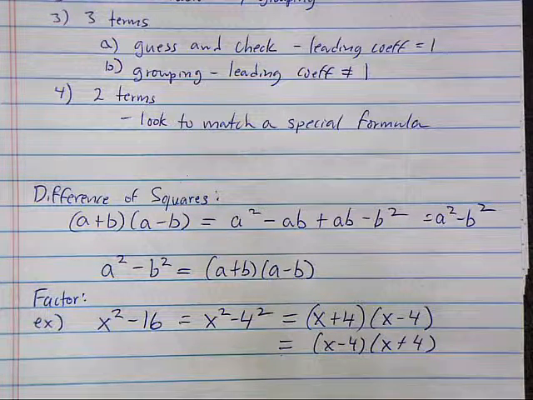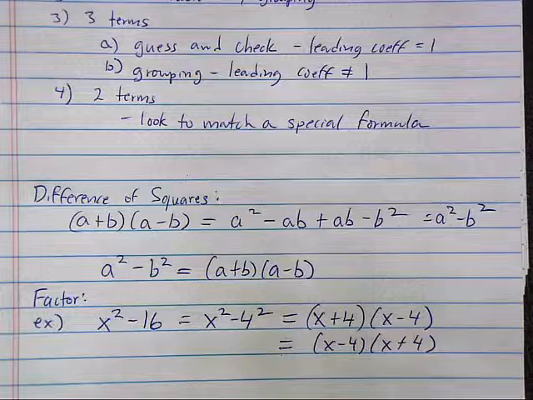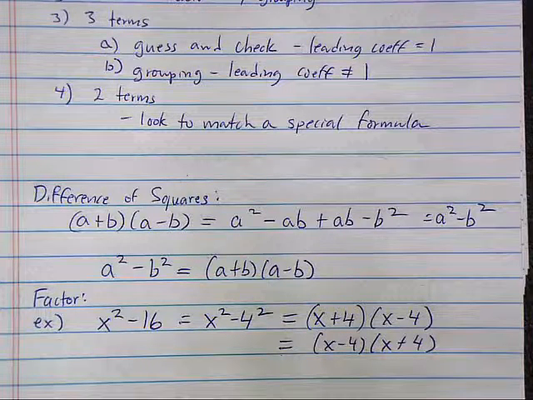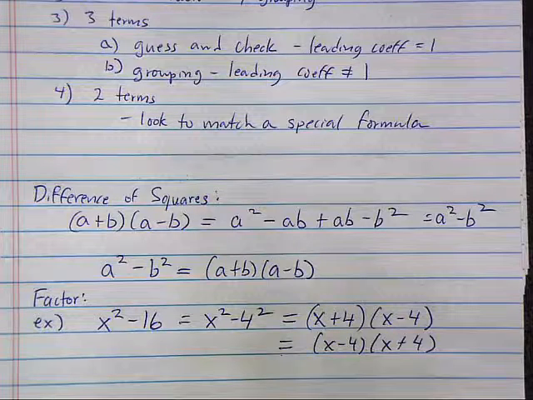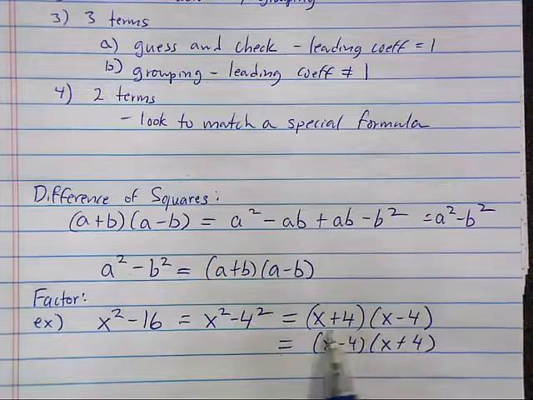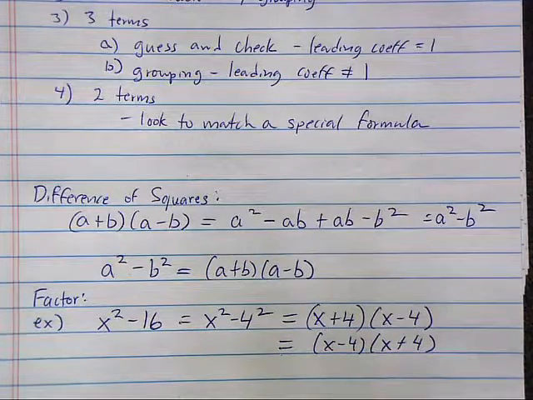Because I'm looking for a special property. Begins with a C. Commutative property. The commutative property of multiplication says I can change the order, can't I? So I can write the x plus 4 first, or I can write the x plus 4 last. It doesn't matter.